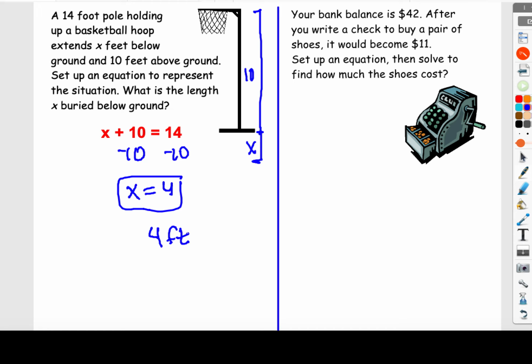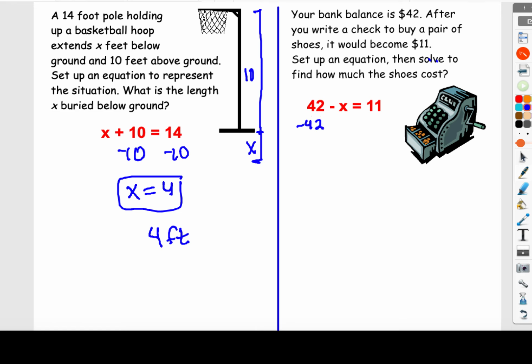Same thing goes on the right here. Your bank balance is $42. You're going to buy a pair of shoes, and that's going to leave you with $11. So let's set up an equation. What I would set up for myself anyway is 42 minus x equals 11. Grand total of 42 minus the price of the shoes is going to leave us with $11.